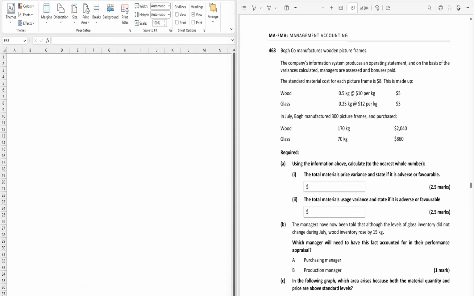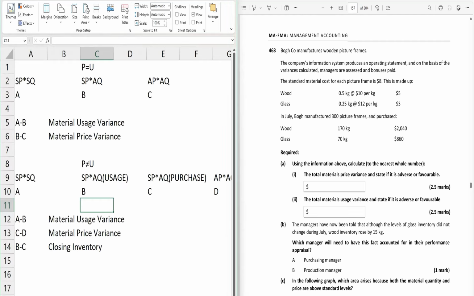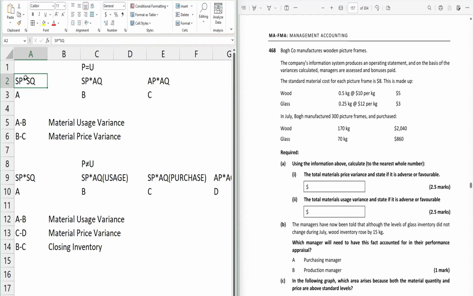So let me show the formula. Yeah, this is a chart. So this is a case for when purchase is equal to usage, meaning there is no closing inventory. Whatever I have purchased, all of that raw material has been used in manufacturing the product. And the other case is when your purchase is not equal to usage, meaning there is some closing inventory in our stock.